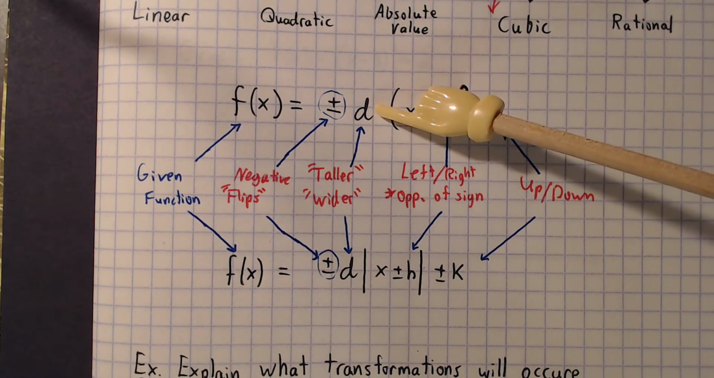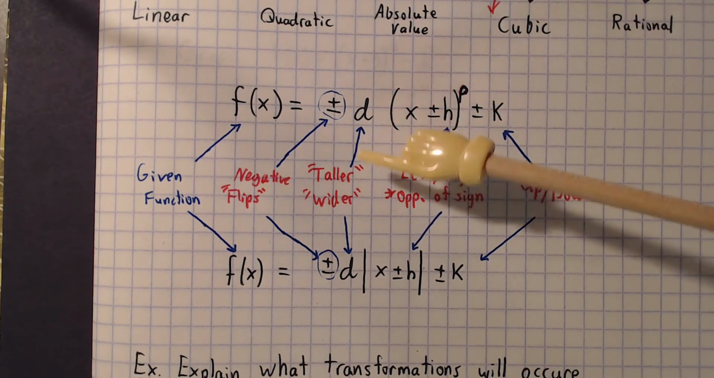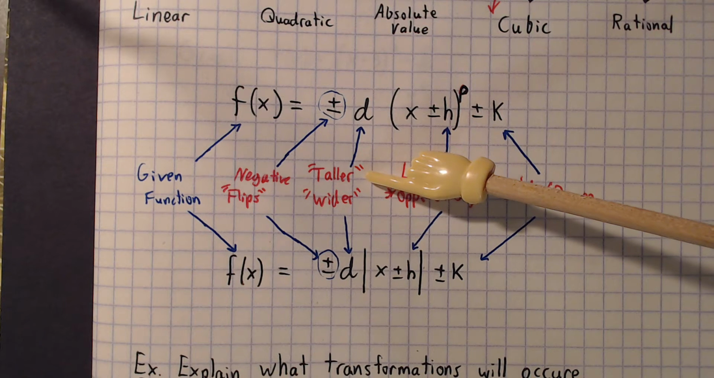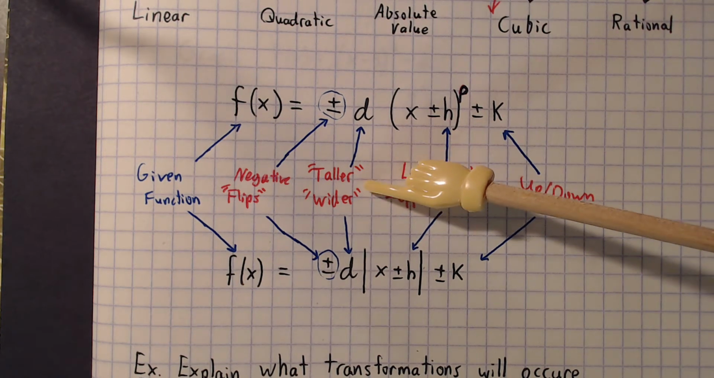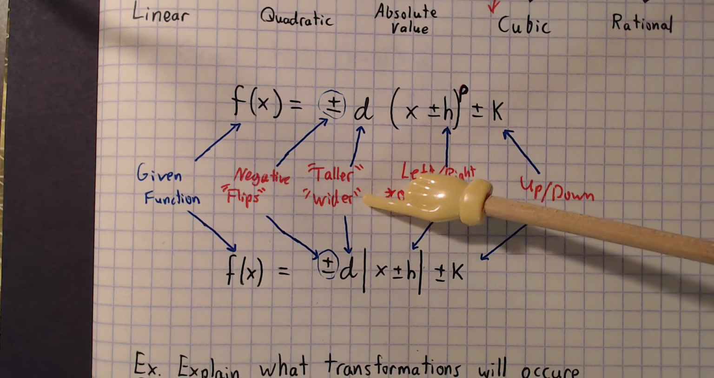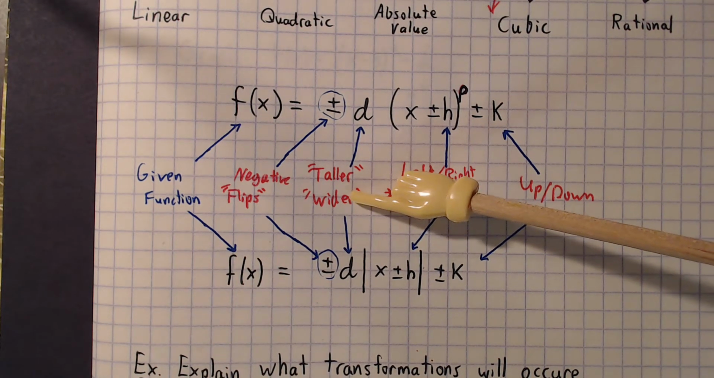Then we have the multiplier. If we have a multiplier that's larger than 1, we would end up having what would look like a taller function. That is, all of our values are growing at a faster rate. If it's a number that's less than 1, like a fraction, 1/2, 1/3, our function would appear wider because our function is actually growing at a slower rate.